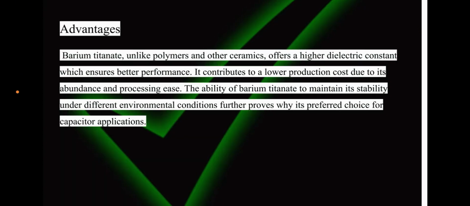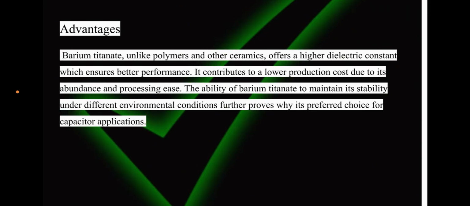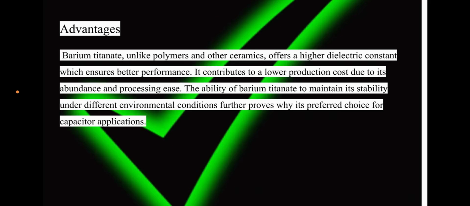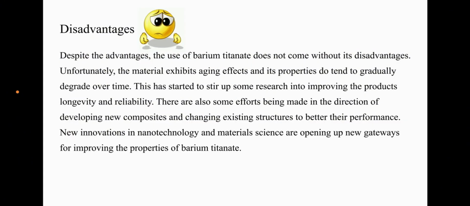Advantages: barium titanate, unlike polymers and other ceramics, offers a higher dielectric constant, which ensures better performance. It contributes to a lower production cost due to its abundance and processing ease. The ability of barium titanate to maintain its stability under different environmental conditions further proves why it's a preferred choice for capacitor applications.